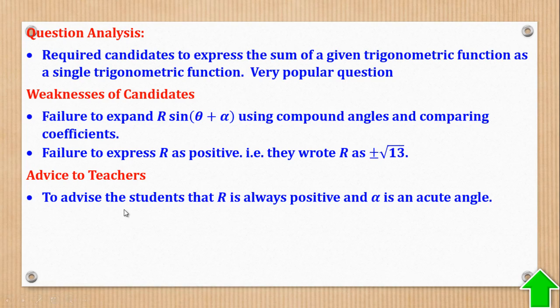Okay, advise students that R is always positive and alpha is always acute. It is true that most of the angles, when they tell you to solve a trigonometric expression, we get more than one angle. It is true, but in this case, it should be strictly one angle and strictly the acute angle.